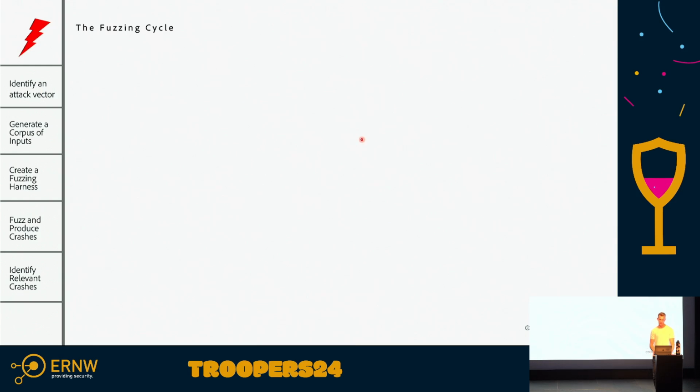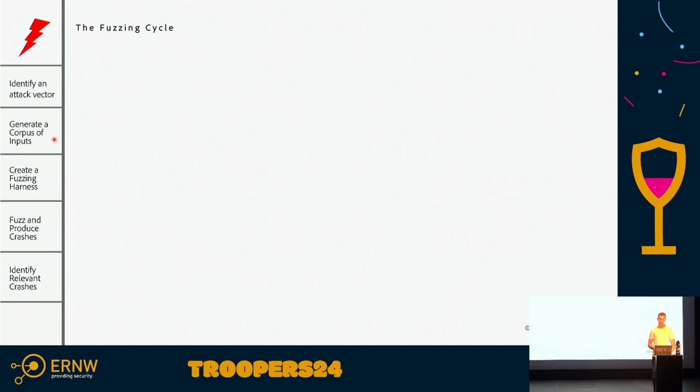Now let's jump into the fuzzing cycle here. This is kind of a process that I've coined for myself and how I like to think about research. The first step here is really going to be identifying an attack vector. So finding something you think is interesting, something that is exposed and available for attackers to interact with. If it's exposed via a network protocol, that's even better. It's a lot easier to send your inputs to.